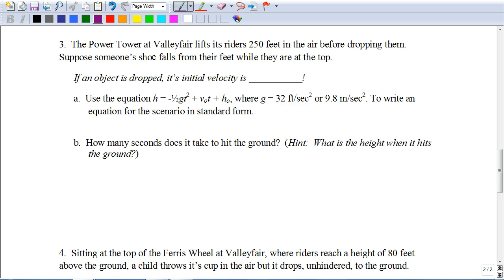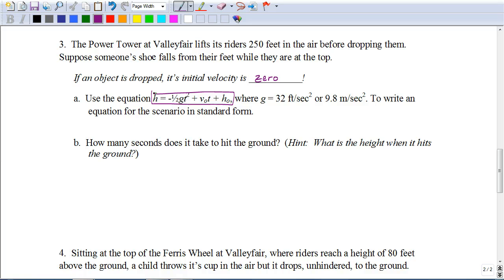If an object is dropped, its initial velocity is always going to be 0. Because if you remember this formula that we've talked about earlier in this chapter, we always had a value for the initial velocity, how fast the ball or object was traveling right before it was thrown, right before it was kicked. So in this case, there's no force behind the shoe. It's just being dropped. We're assuming that the person isn't kicking their feet or anything. If that was the case, then there would be an initial velocity. But here we're just assuming that they're just sitting there and for some reason their shoe falls off and drops to the ground.